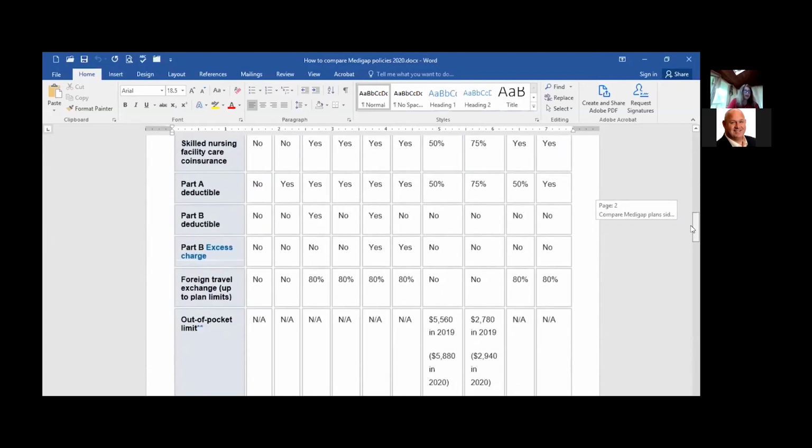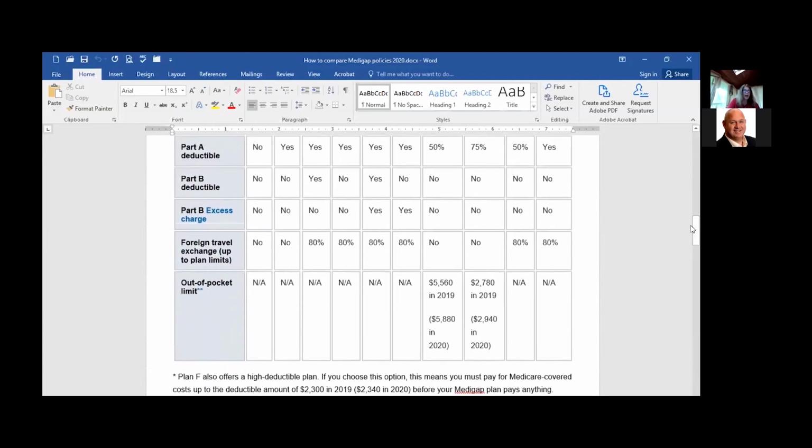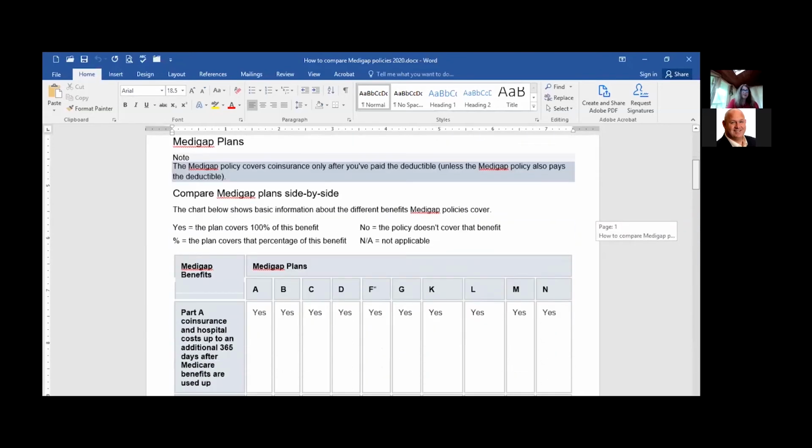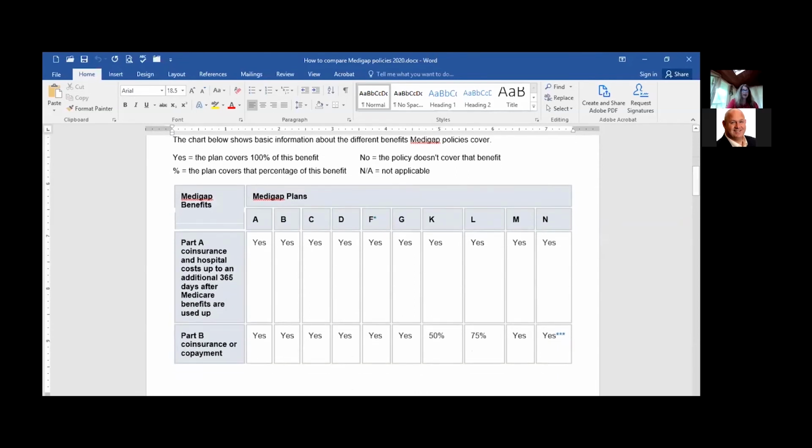One of the items that could be covered, for example, is foreign travel. So you often are not covered for health insurance if you travel abroad, but some of these supplemental policies will cover up to 80% for foreign travel. So that's something to look into if you do travel abroad frequently. So this is just a glance over, not with a whole lot of detail, but a chart that helps you at a glance compare what the different Medigap policies cover.